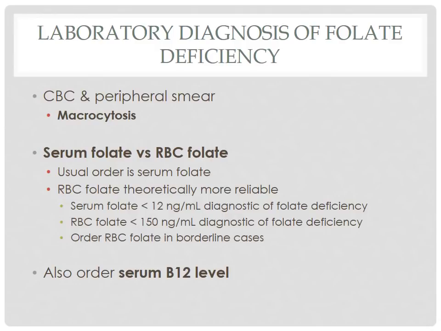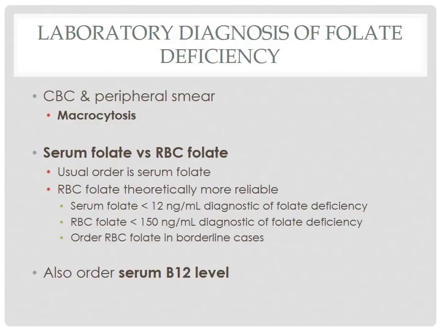Laboratory diagnosis of folate deficiency. The CBC and peripheral smear will show macrocytosis in folate deficiency. Because it is also a megaloblastic anemia, you will see hypersegmented neutrophils. Ultimately, the diagnosis of folate deficiency will come down to folate testing, and you have two options, to do a serum folate or an RBC folate.